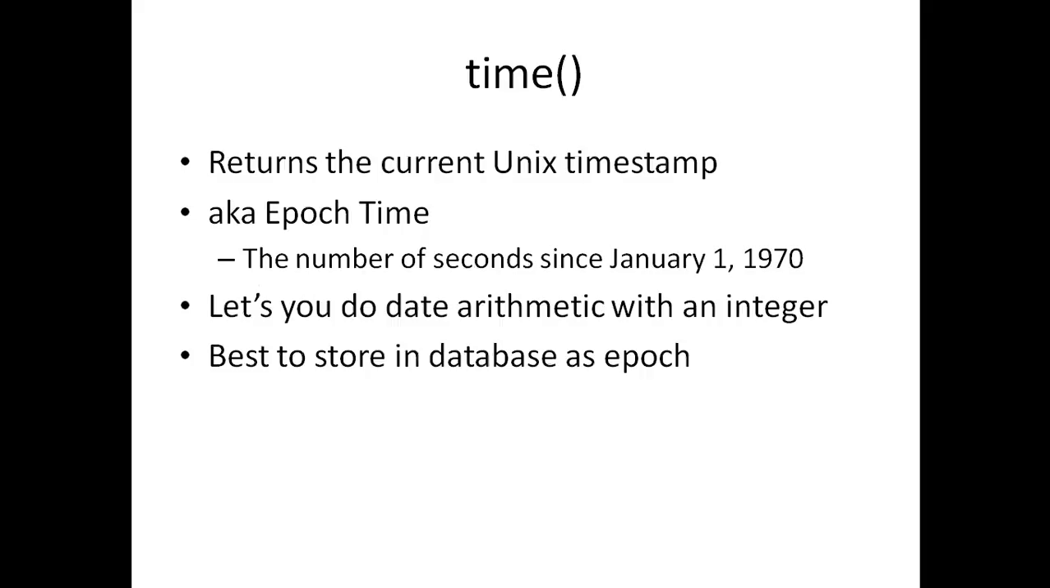Alright, so we're going to dive right into the functions here. The time function returns the current Unix timestamp. Okay, basically it returns the epoch time, which is the number of seconds since January 1st, 1970. So keep in mind this always returns the Unix epoch time. If you're running PHP on Windows, you're still going to get the number of seconds since January 1st, 1970.